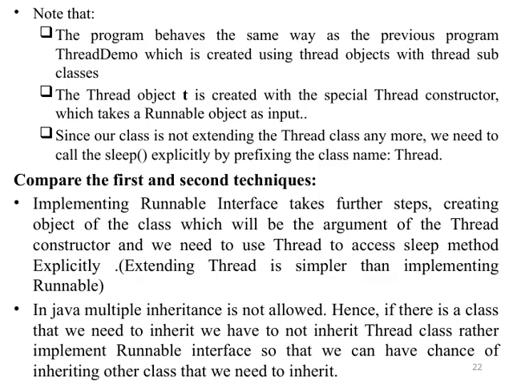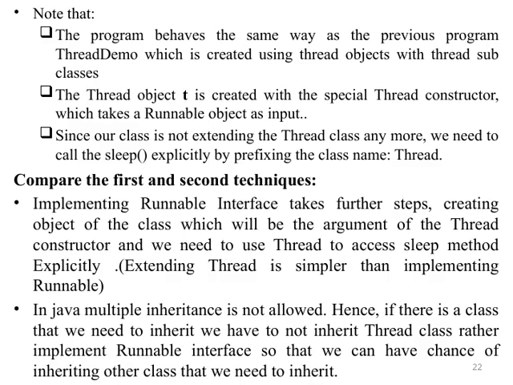It behaves similarly to the previous thread demo program that we looked at, which was created using thread objects with thread subclasses. However, in this case, our thread object T is created with a special constructor that takes a runnable object as input. Since our class no longer extends the thread class directly, we need to call the sleep method explicitly by prefixing it with the class name, thread. This is an important distinction because, when not extending thread, the sleep method isn't inherited automatically.